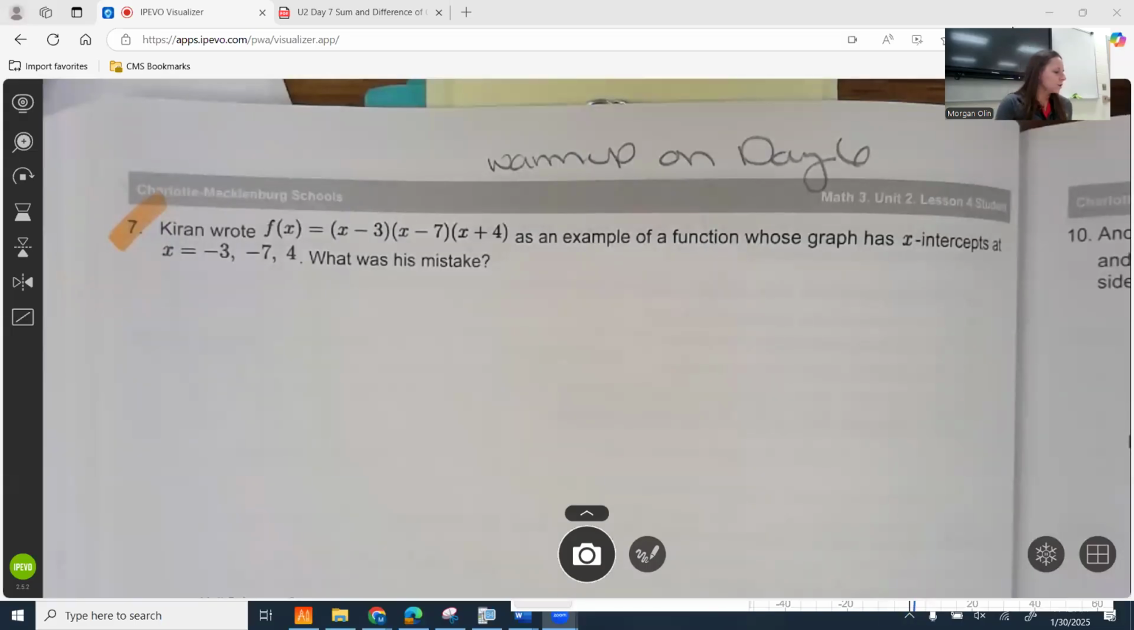All right, we are back. Unit 2, day 6. Yesterday we talked about long division. Today we're going to be talking about a second type of division. But first I want to start with our warm-up today.